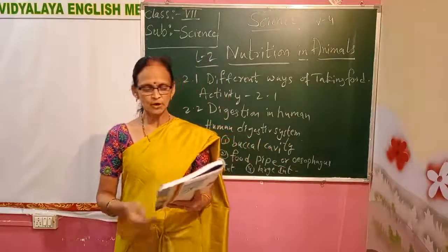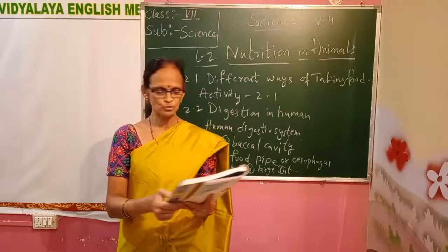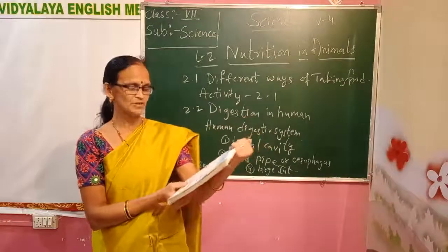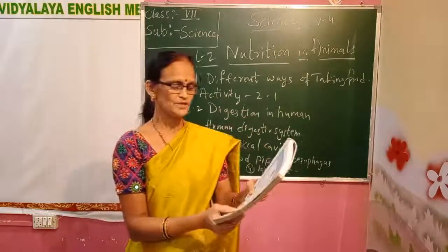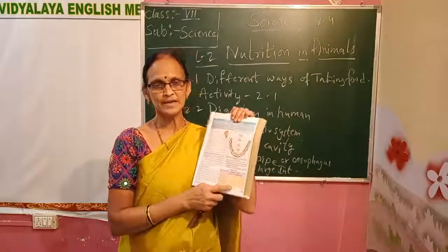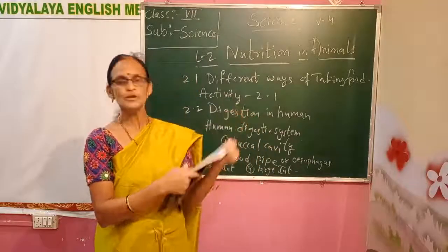Now next, record the observation in table number 2.2. Which teeth you are using for cutting, which teeth you are using for pinching, and which teeth you are using for grinding. He is telling you to observe all these and write them in this table 2.2.